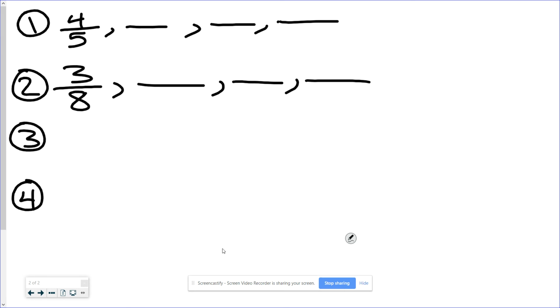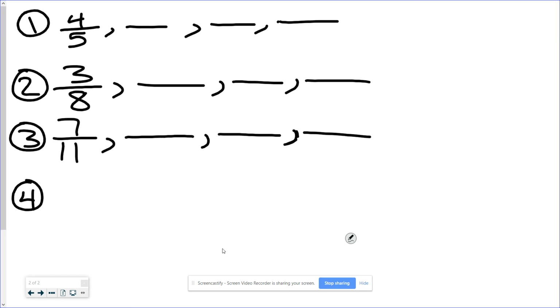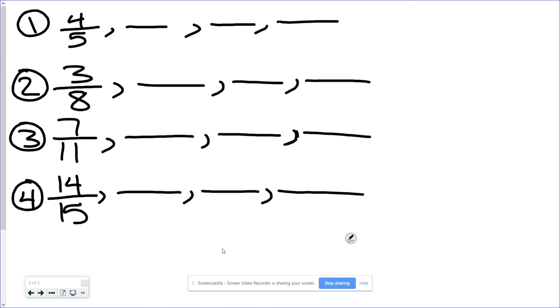The third one I want you to work on is 7/11. Provide 3 examples that fit there. And the last one, a little bit of a challenge, is 14/15. Provide 3 examples as well.